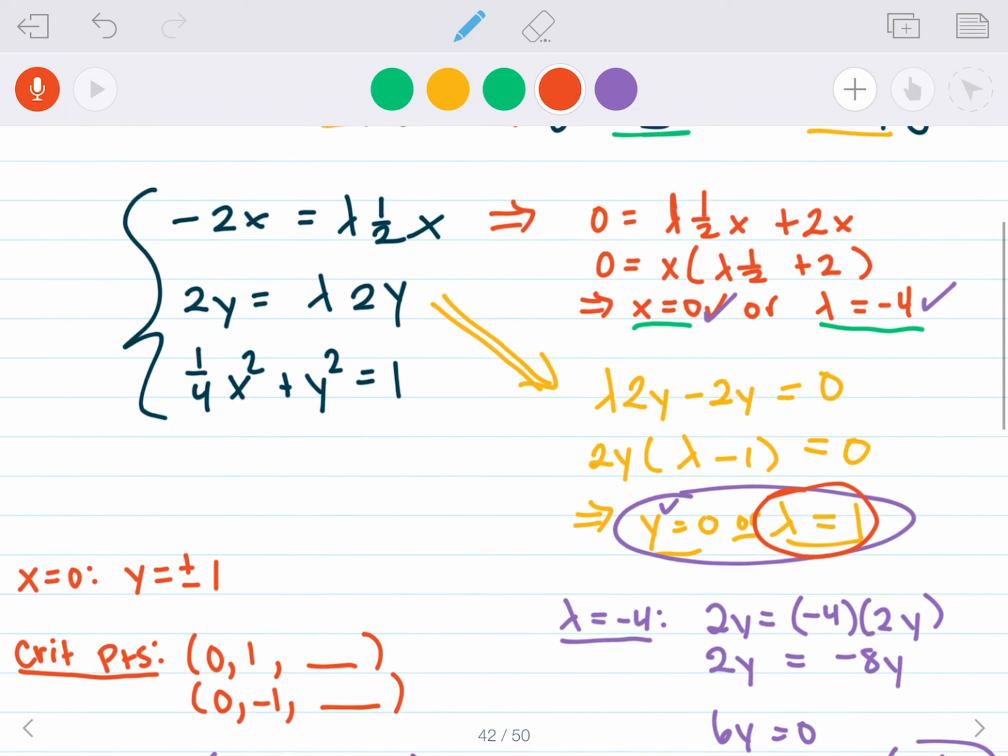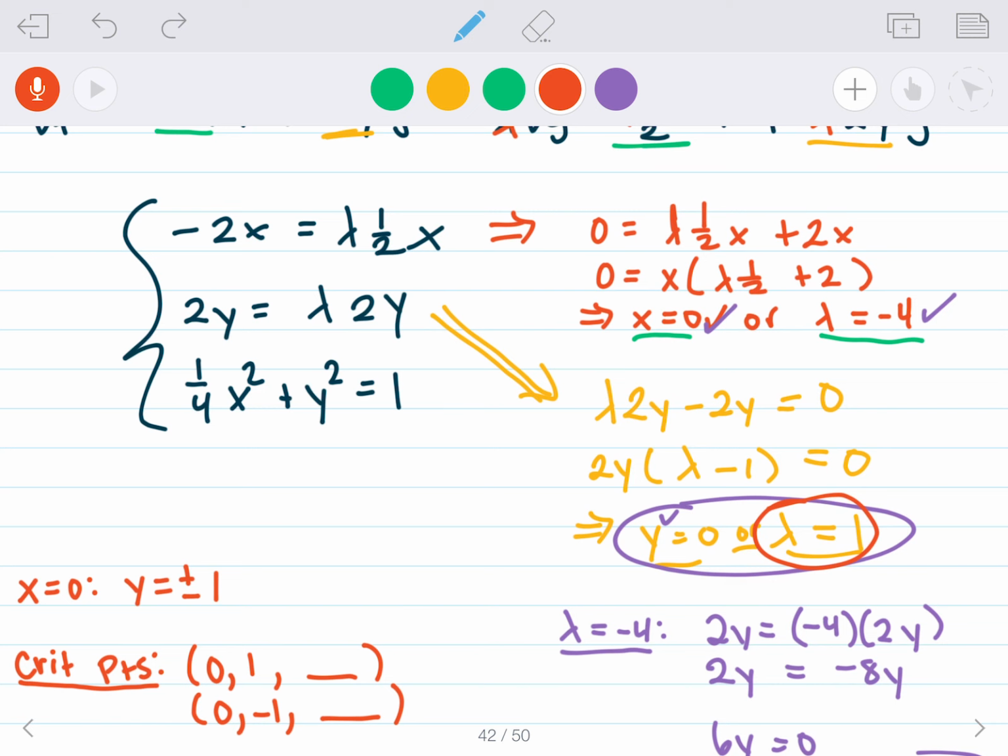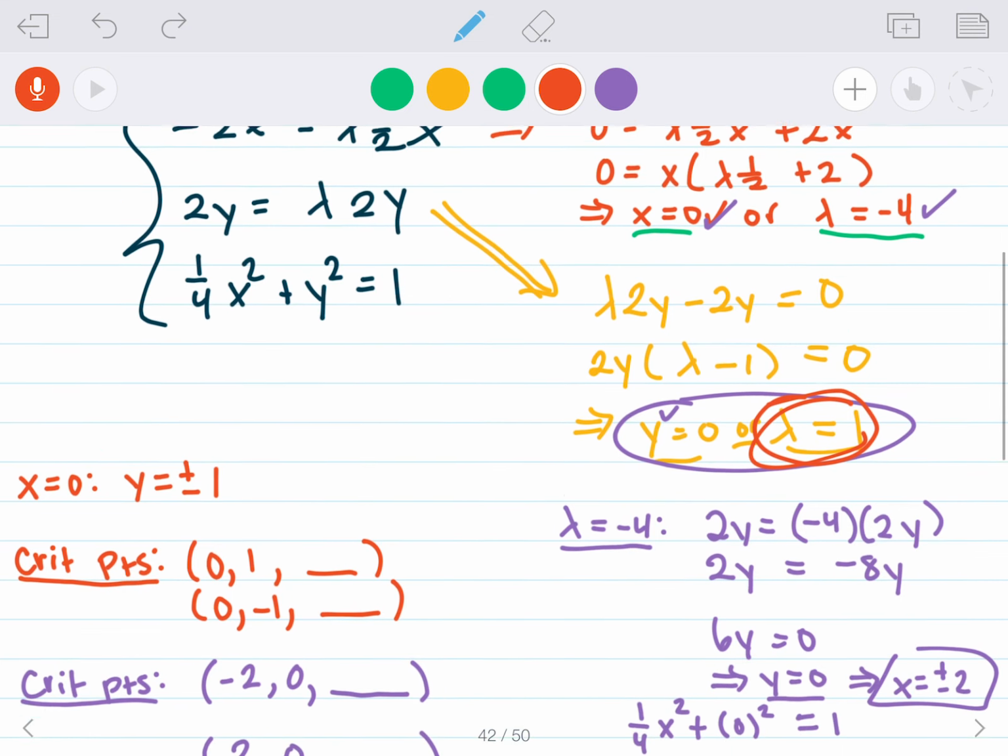Which equation should I use to get some information from that? Well, keep in mind that I derived this from the second equation, so I don't want to use that one. I want to use the first equation because that one involves lambda, and I did not derive lambda equals 1 from that one. I derived it from the second one. So I'm going to use this one. Okay, well, let's see.